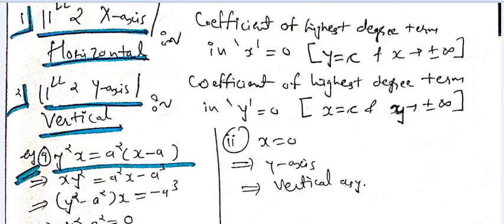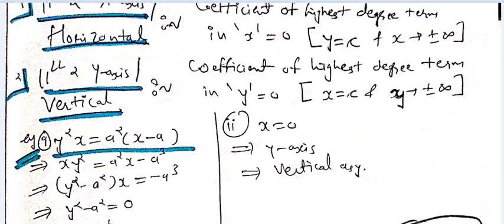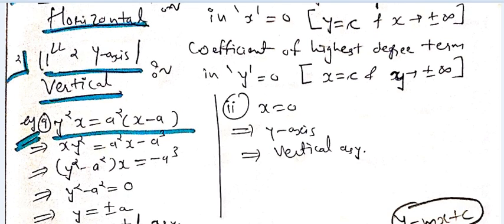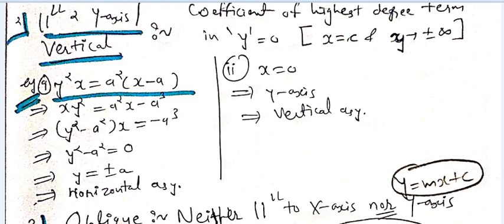Here what is the highest degree of x? It is x only raised to 1. So just combine these two terms. It will be y square minus a square into x is equal to minus a cube. Take its coefficient, it is y square minus a square equal to 0. So you will get y square equal to a square, then y square equal to a square means square root, y equal to plus or minus a. So it is your horizontal asymptote. So you have two horizontal asymptotes, y equal to a and y equal to minus a.